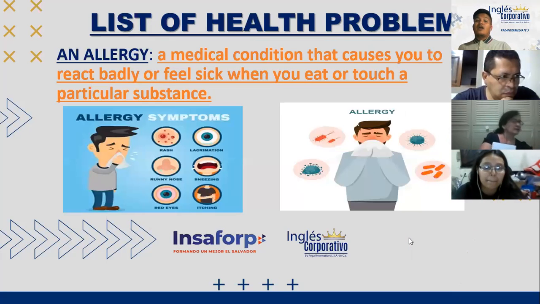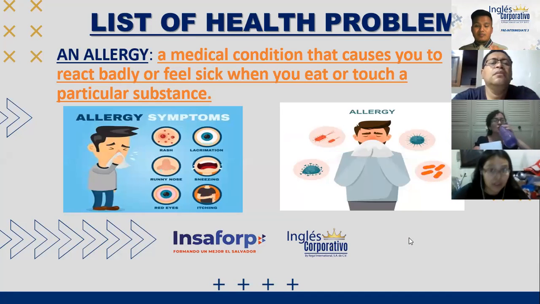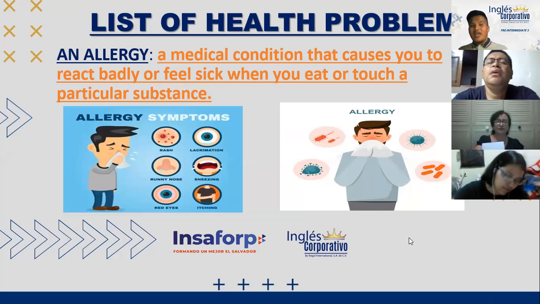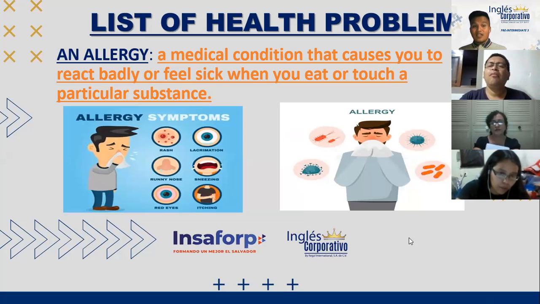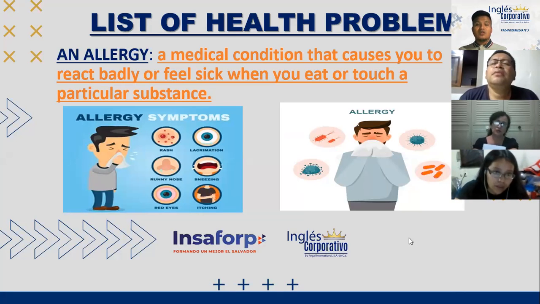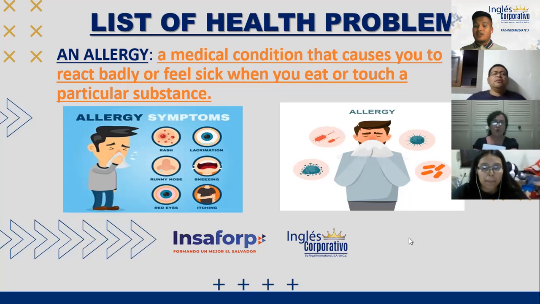So here I will teach you how to pronounce some health problems, because we will see a list of health problems, and we will start with the first one. An allergy says that it's a medical condition that causes you to react badly or feel sick when you eat or touch a particular substance. Say an allergy.